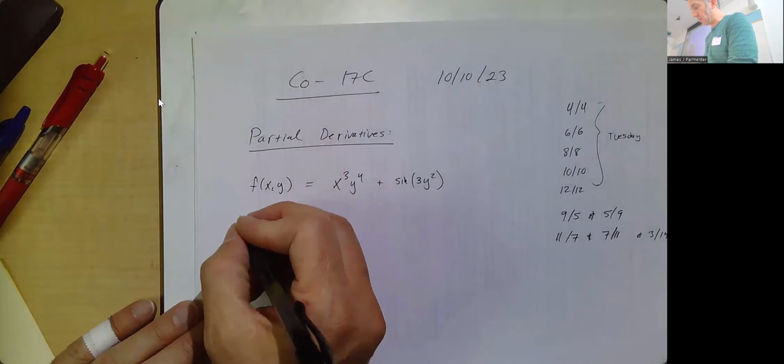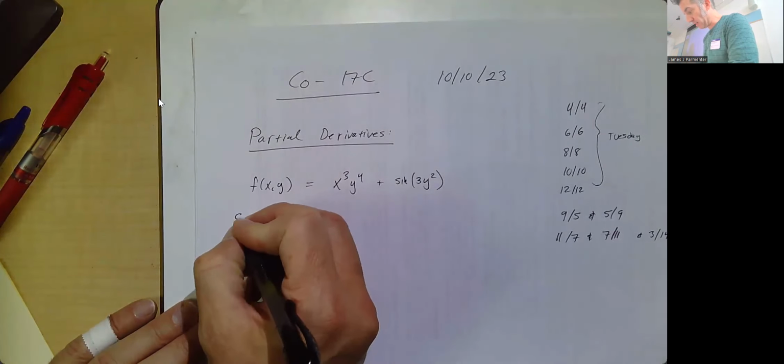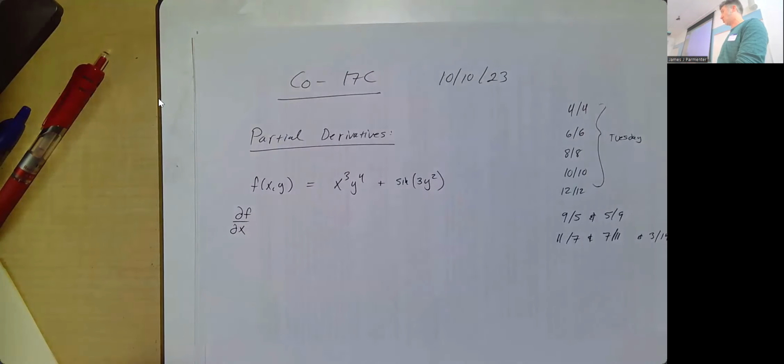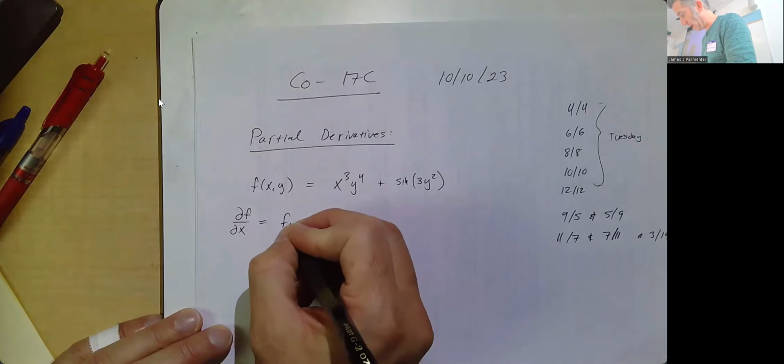So let's find the partial with respect to x. So that's del f del x. That del, right? It's not a d, it's a curly looking d. If you want to know what it actually looks like, I encourage you to just Google the symbol del to see what it looks like. But I've drawn it fairly well. You can also write this as f_x.